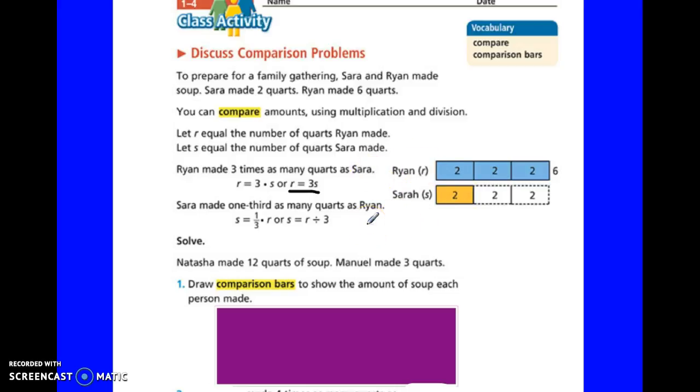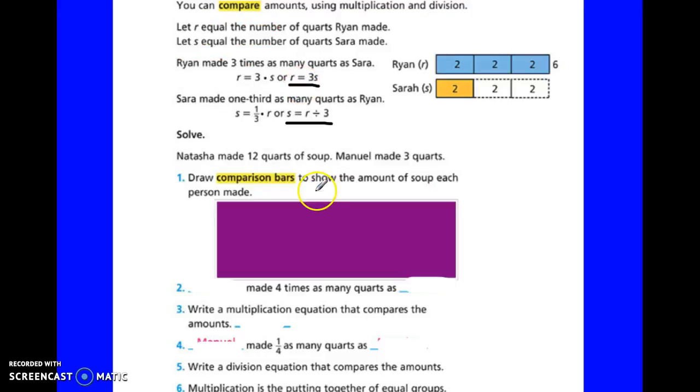Now, you could also write it as division. I could write it as division by saying Sarah's is equal to Ryan's divided by 3. If I took 6 quarts and divided it by 3, I would get Sarah's 2 quarts. So I would write the equation as Sarah's equals Ryan's divided by 3. Let's look at another example, and then we'll try to create some on our own.